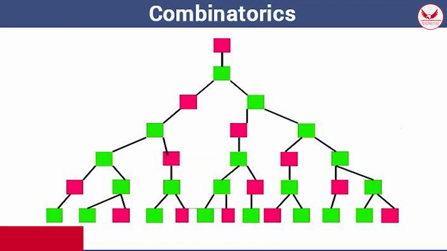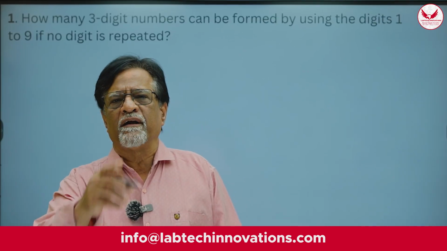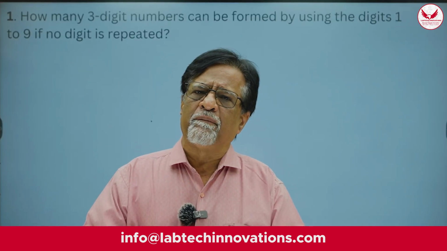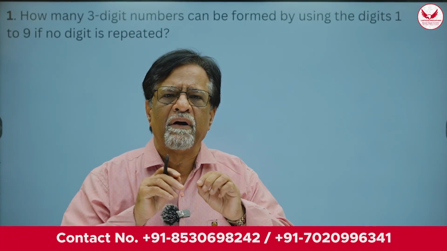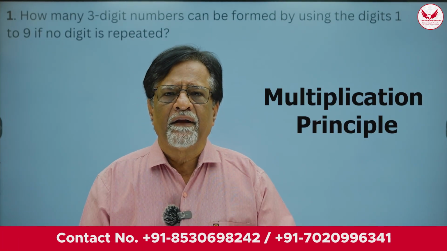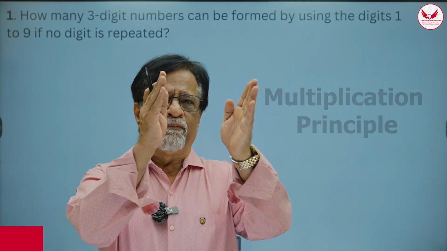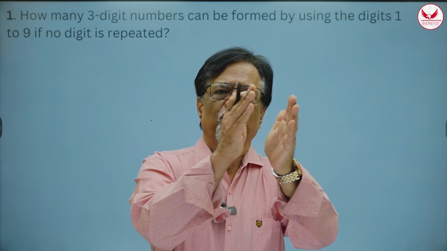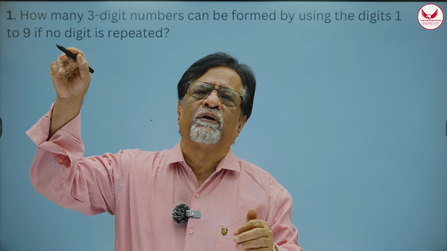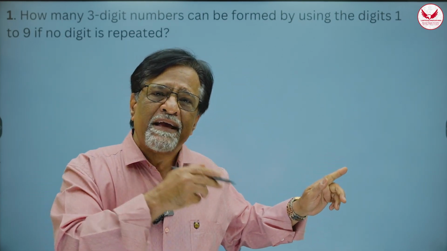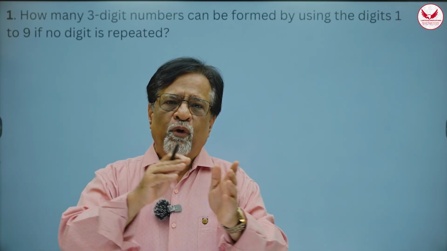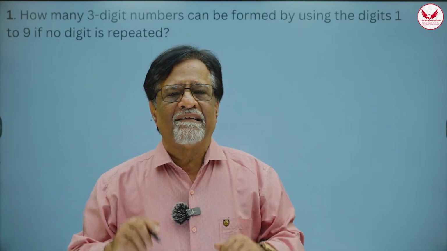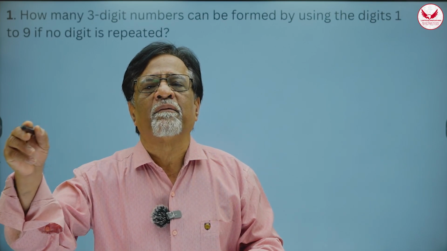combinatorics. So basically we are using two counting principles which I introduced in my previous lectures, but I'll repeat again. The first counting principle is called the multiplication principle. It says that if there is job A, and job A can be done in m number of ways, and job B can be done in n number of ways, then the total number of ways in which both the jobs simultaneously can be done is m multiplied by n.